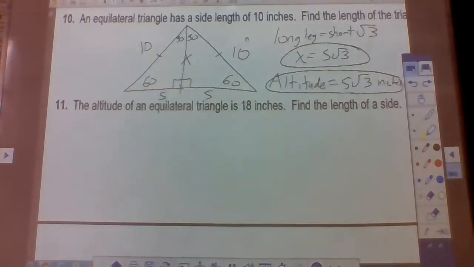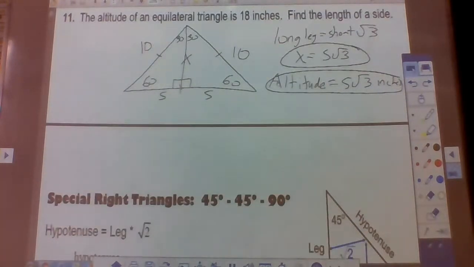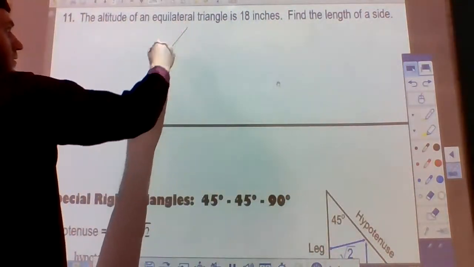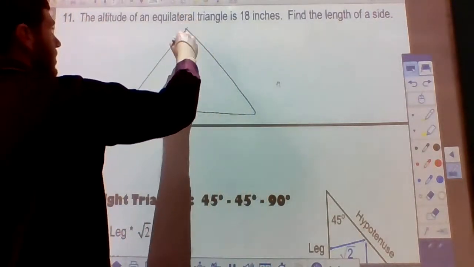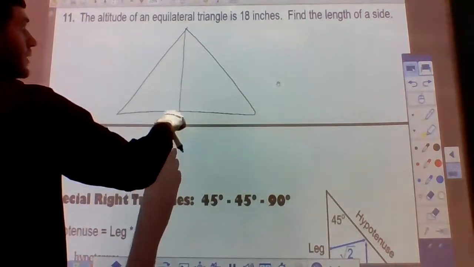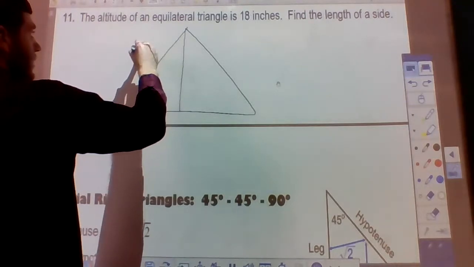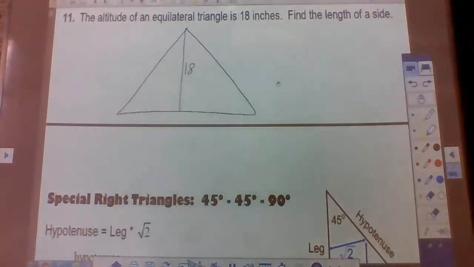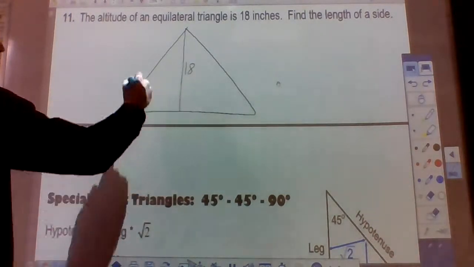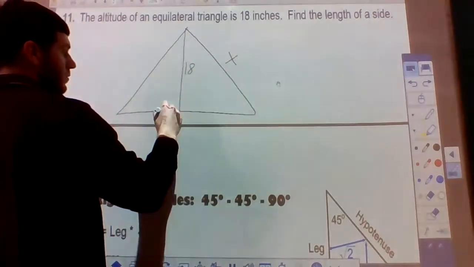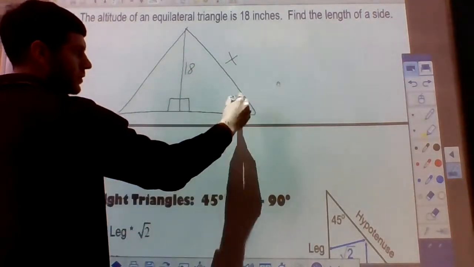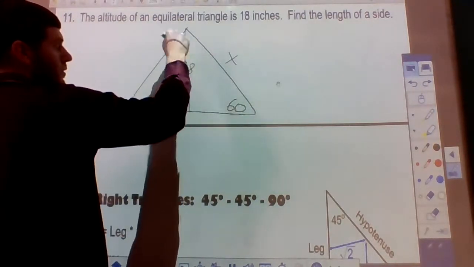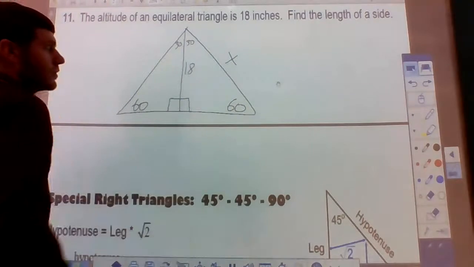Number 11 is the last one for the 30, 60, 90 side. So again, here's our altitude. It's equilateral, so we know the altitude is 18. Find the length of a side. So we're trying to find x. Call it this one. We know these are right angles. We know these are 60 degrees. We had a 60-degree angle, but we split it in two, so 30 and 30.